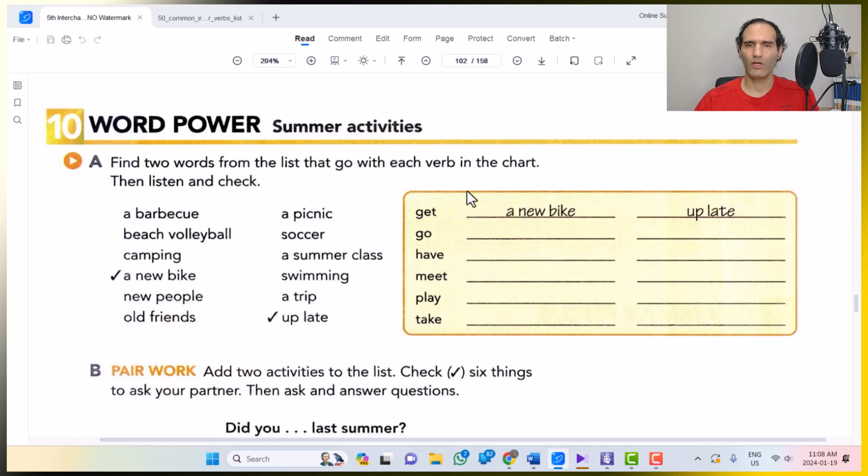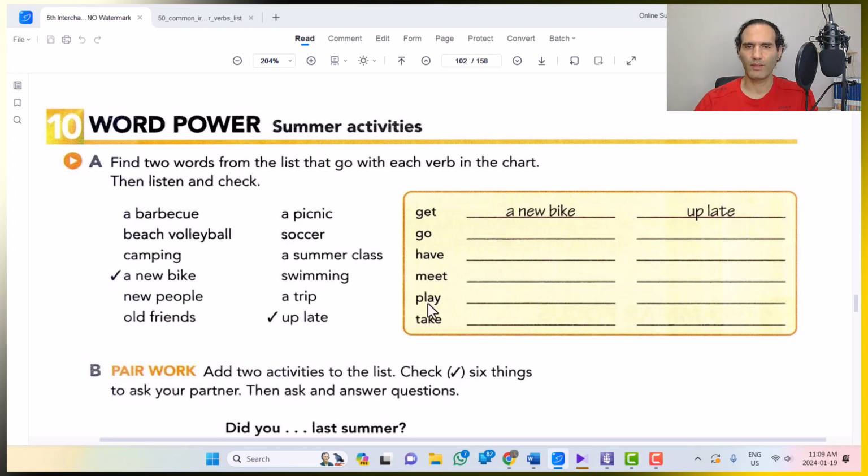Okay, so which verb goes with which noun? The get ones are done. Get a new bike, which means buy a new bike, and get up late. So for example, barbecue, a barbecue, have a barbecue. Beach volleyball, play beach volleyball. Camping, because it ends in ing, go camping. New people, old friend, meet new people, meet old friend. A picnic, have a picnic.